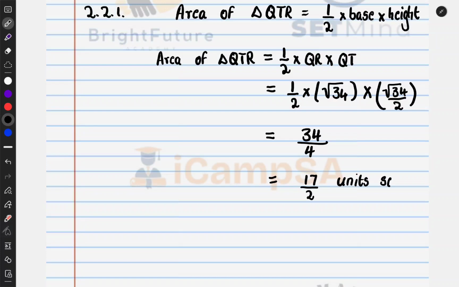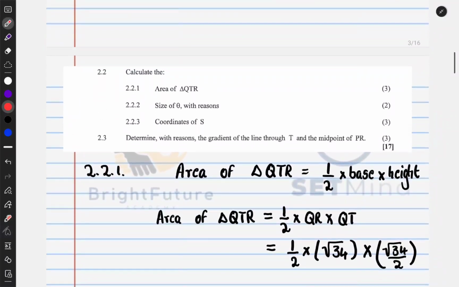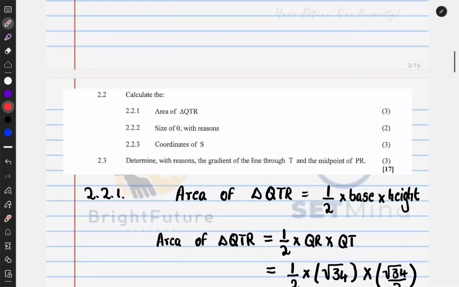Units squared, since this is an area. We're going to have units squared, whatever units, whether it's meters, centimeters, or millimeters, they're going to be squared. Okay, and then next we are asked to calculate the size of angle theta with reasons.